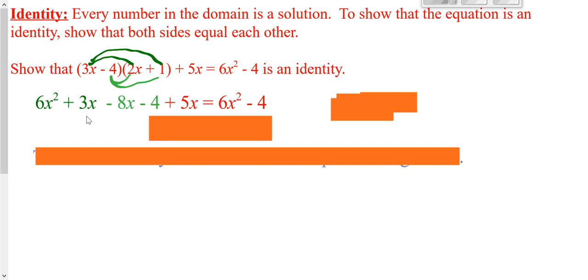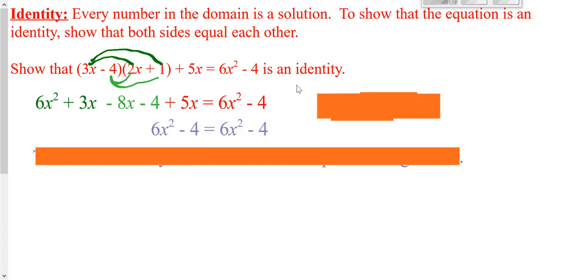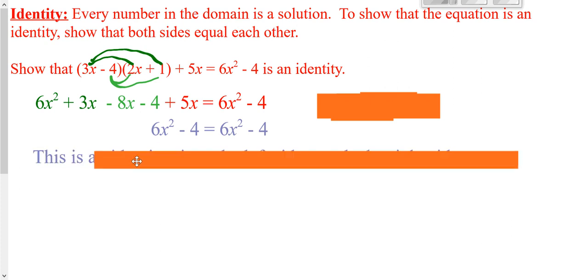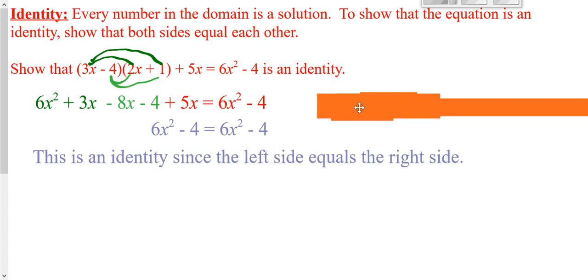Left-hand side, we can go ahead and combine like terms. We have 3 of the x's minus 8 of the x's plus 5 of the x's. So they're going to cancel out, leaving us only with a 6x squared and a minus 4. That also happens to be exactly what we have on the right-hand side. Since we get the exact same thing on both sides, we know that this is an identity. So to show that it's an identity, show that both sides end up simplifying down to the exact same thing.